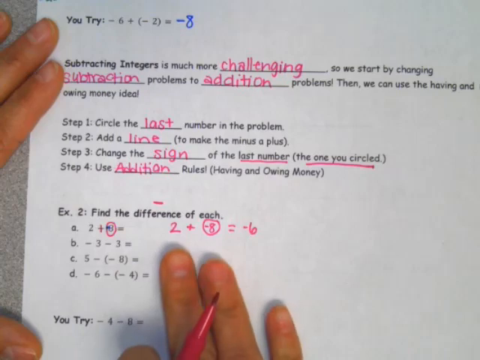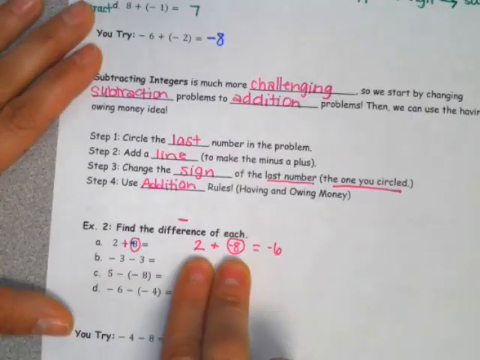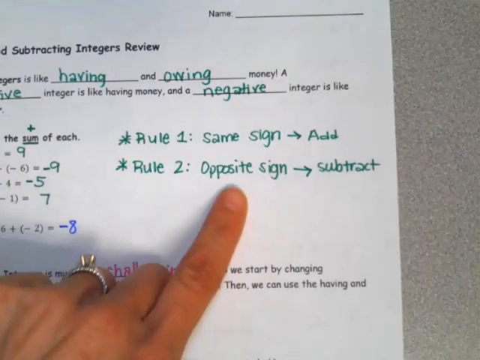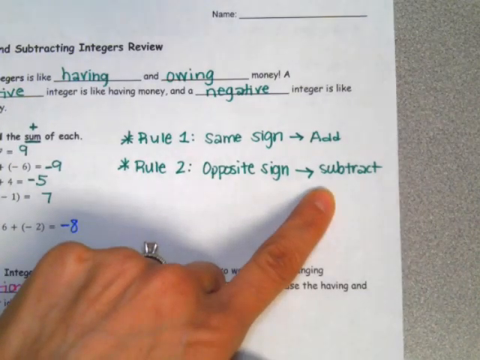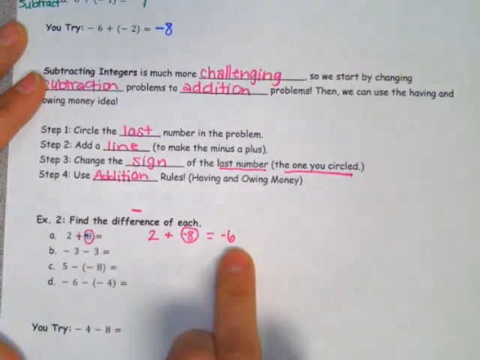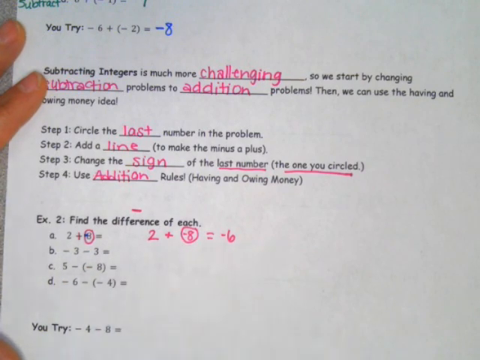All right. And if you check the rules, you have a positive and a negative here, right? You have opposite signs. So opposite signs means you subtract. Is that what we did here? Certainly, we did 8 minus 2 and got 6, but we had more negatives than positives, so it's a -6.